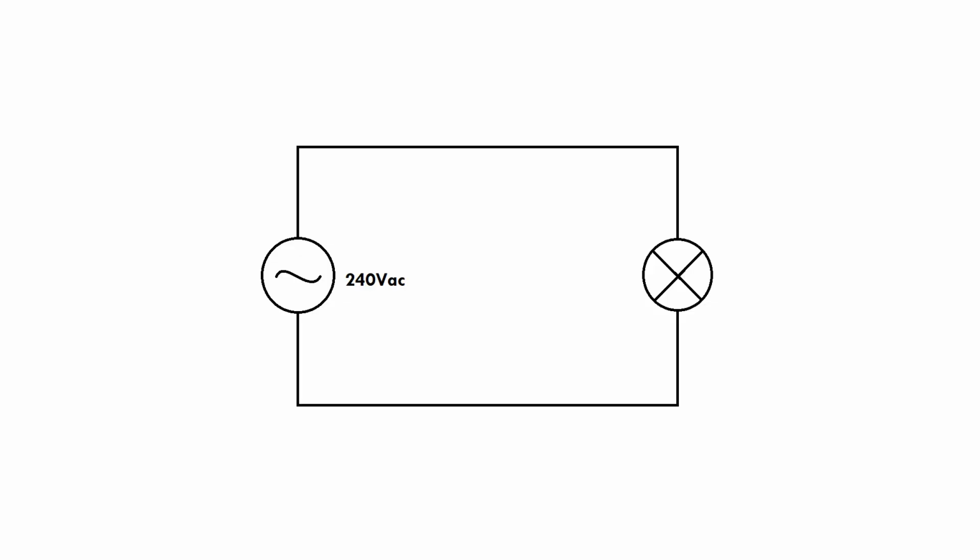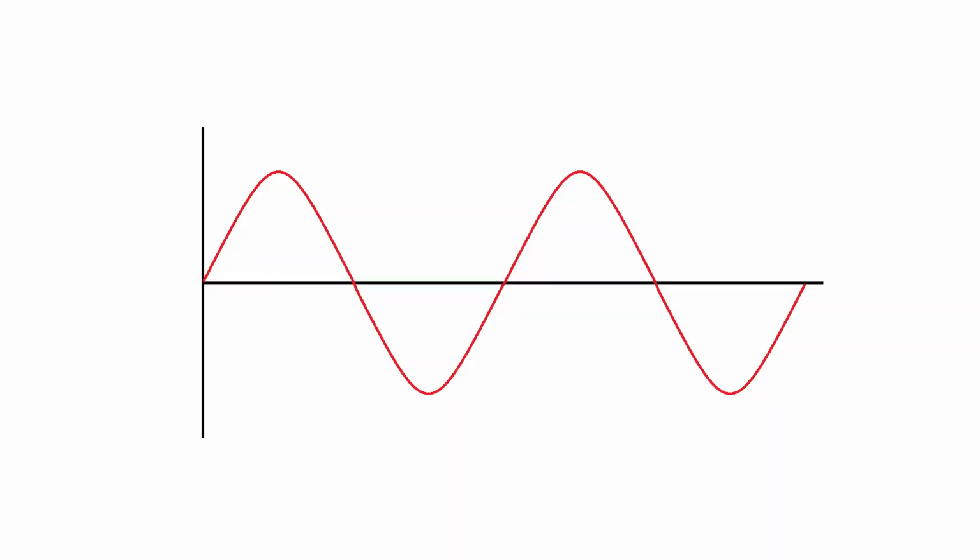Let's say that I have a light bulb, and I wire up this light bulb to an AC power outlet, so a standard 240 volt AC outlet. Now, if I take a look at the voltage that is being applied to my light bulb and I plot it out in a graph, then of course what I get is a sine wave. And if I take a look at the current running through my light bulb, I also get a sine wave, be it a slightly smaller sine wave.